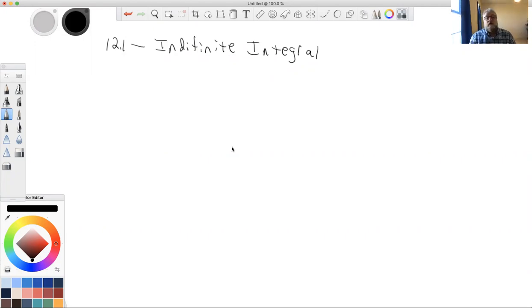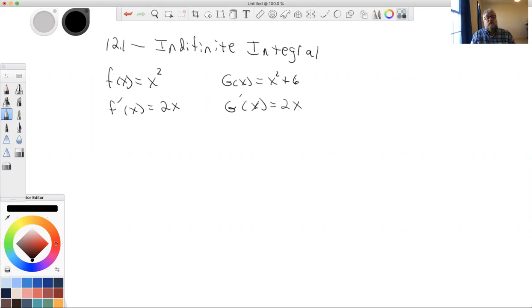But we're gonna talk about the next chapter, 12.1, which is indefinite integrals. And before I tell you what that is, let's remember we're going to do some really high-level calculus here. F of x equals x squared. The derivative of that, of course, is 2x. And likewise, g of x is x squared plus 6. G prime of x still going to be 2x, because the derivative of a constant is 0, because there's no slope to that.